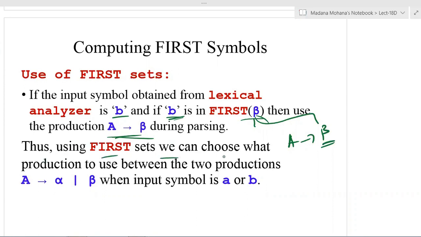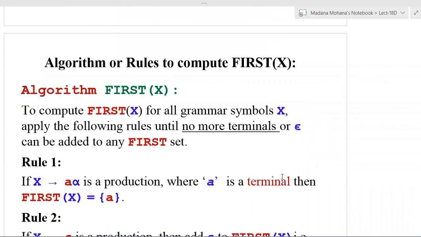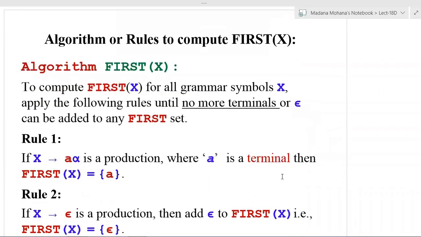Thus, using first sets, we can choose which production to use between two productions of the form A derives alpha or beta when the input symbol is either a or b. So that is the use of first sets. Now let us see the algorithm for computing first values.